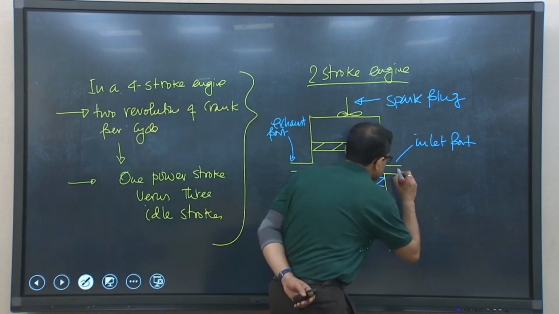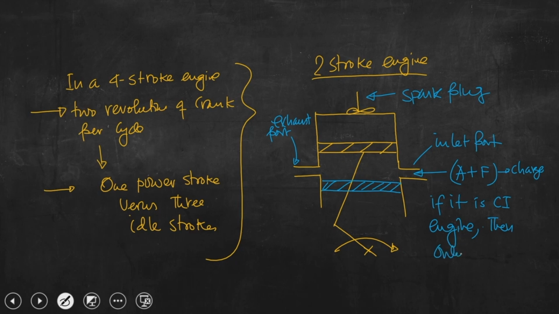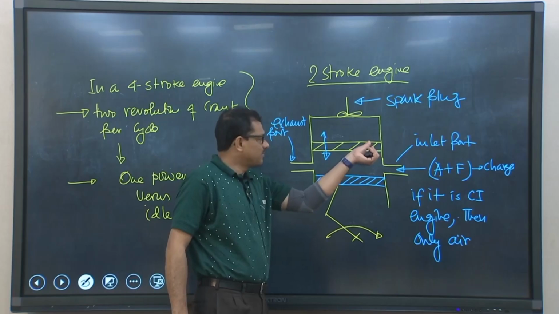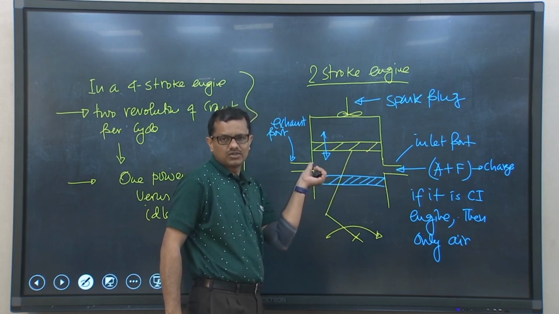So, what we can see is that this is the inlet port through which the air plus fuel mixture will enter. So, that is the charge. If it is a CI engine, then only air. So, through this intake port the air fuel mixture will be supplied to the cylinder, but if it is a CI engine, only air, that is what we have discussed many times. The piston has to-and-fro movement, and when the piston is in this location, the inlet and exhaust ports are closed.